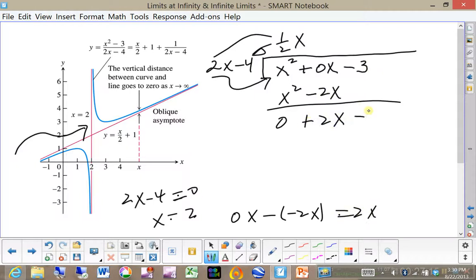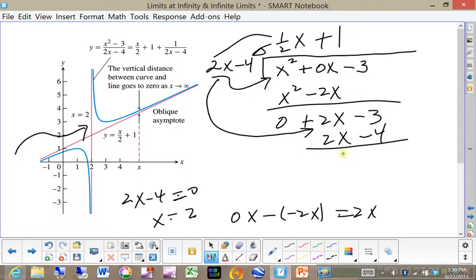And then you bring down your minus 3. 2x goes into 2x one time. We're almost finished. Multiplying the 1 times 2x minus 4 gives us this. Subtracting, we get a remainder of 1. So the slant asymptote is y equals 1/2 x plus 1.